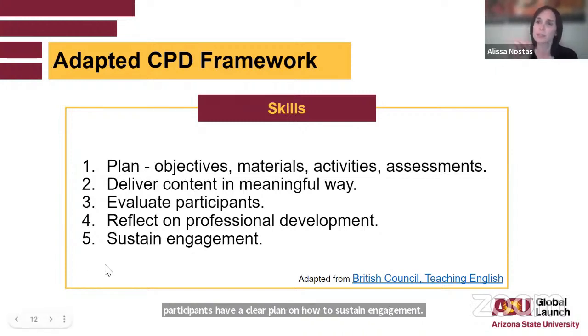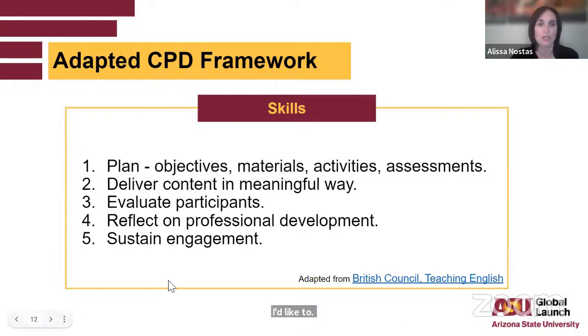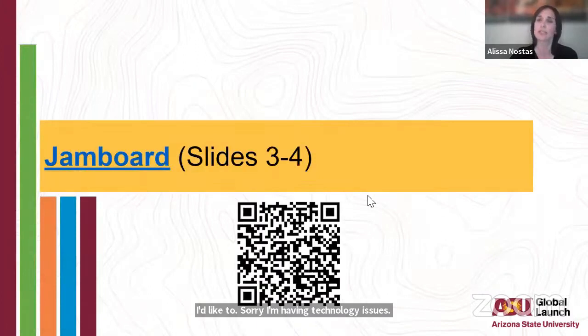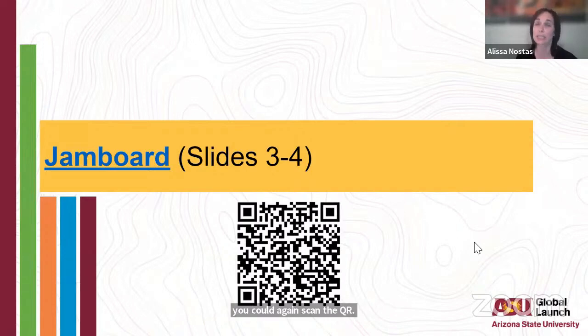So to help us to look at this last, more challenging skill, I'd like to, sorry, I'm having technology issues. I'd actually like to go back to the Jamboard. And if you could, again, scan the QR code, or perhaps you already have it open. And we're actually going to go to slide 3 on the Jamboard.